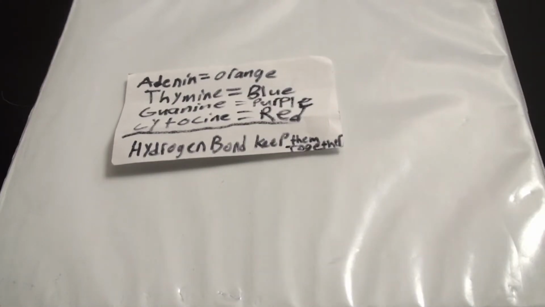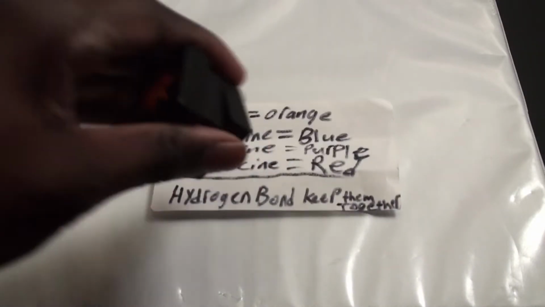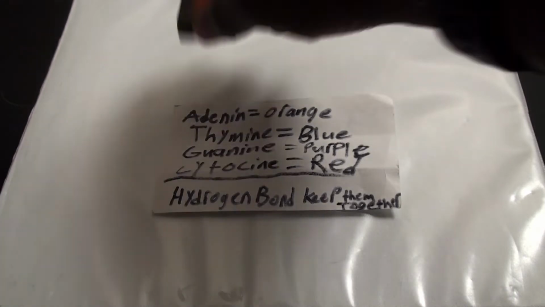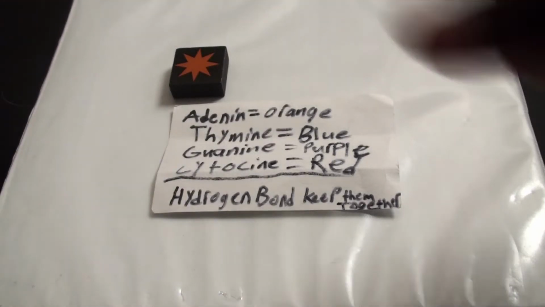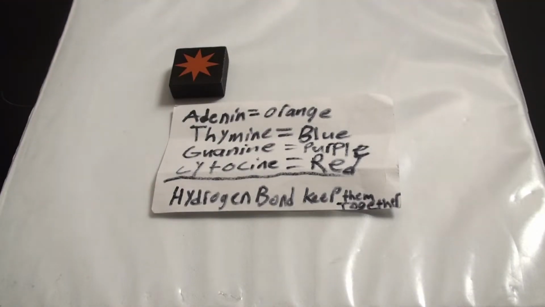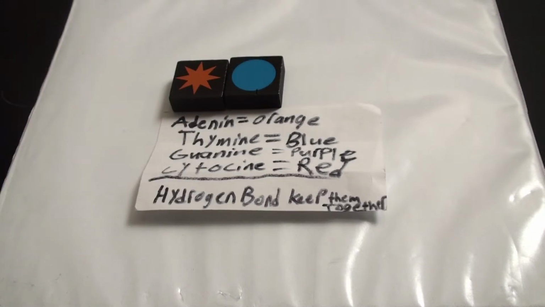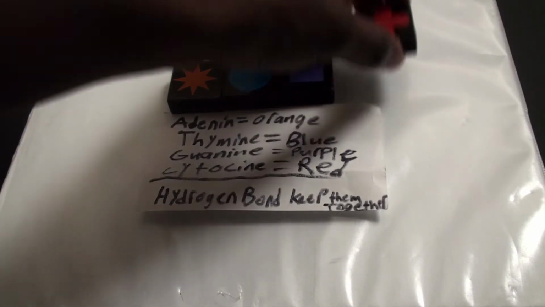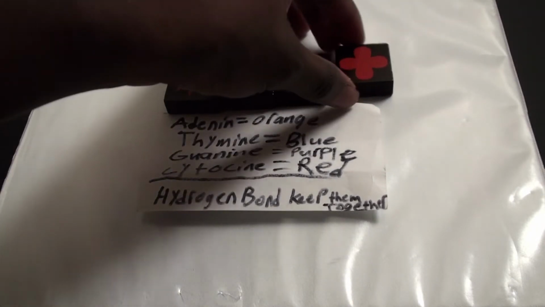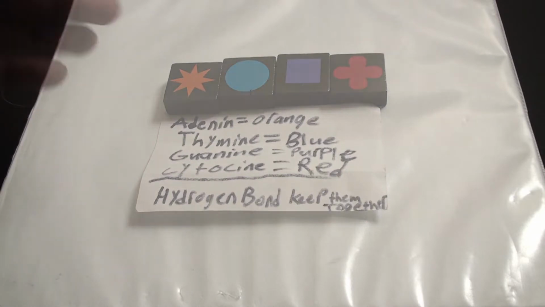So we have adenine, which in our model that we're going to be seeing today is going to be orange. Thymine, which is in fact blue. We have guanine, which is purple, and it is a square. Cytosine, which is red. Those are our 4 bases.